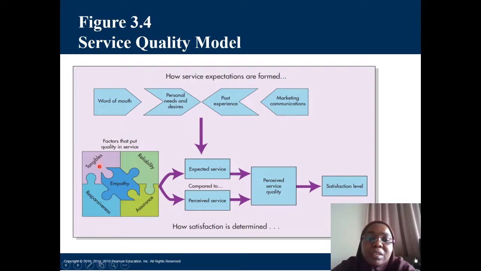So we will talk about the tangibles, reliability, empathy, responsiveness, as well as assurance. These are divided into the expected service and the perceived service. So at the end of the day, we want to see how satisfaction is determined, and we have to go through all these stages. All right, so eventually the perceived service quality is going to determine customers' level of satisfaction with the said quality.